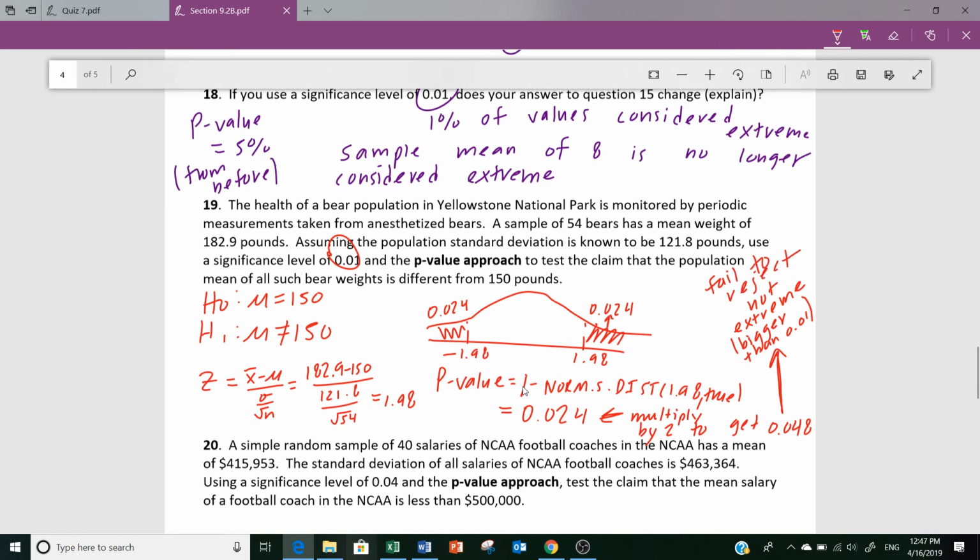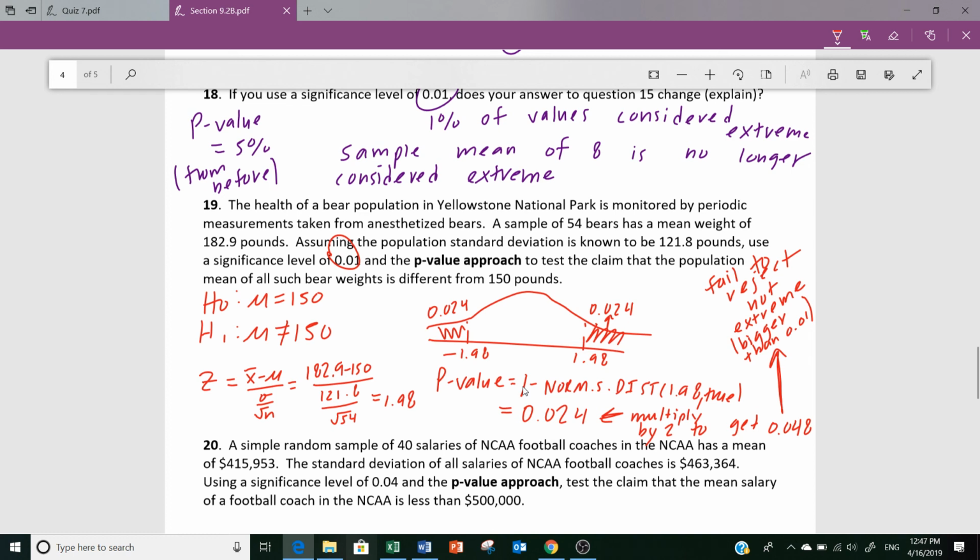Okay, any questions on this? Fortunately, we didn't get to number 20. You said we write our decision to add something else. Yeah, I ran out of room, but we're testing the claim that the population mean is different from 150, so we cannot really go with that.